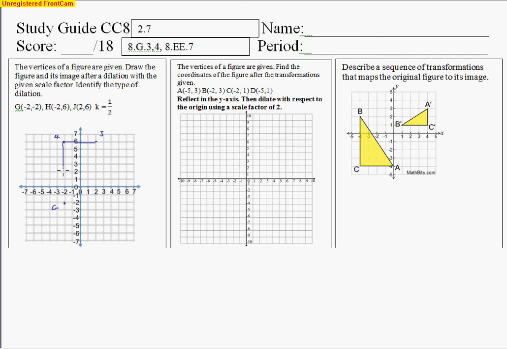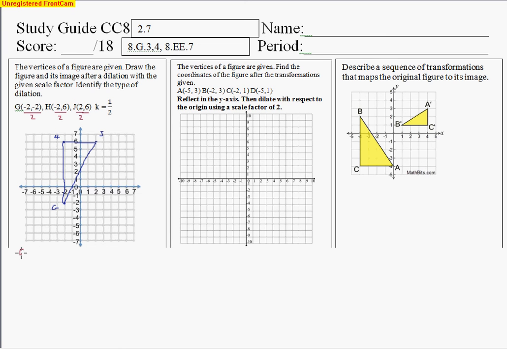And so now we're going to end up dilating this figure with a scale factor of 1/2. And so when we do that, basically we're taking half of each of these numbers. So I'm dividing both those numbers by 2, dividing those numbers by 2, dividing by 2, and that's what taking a half is. So let's go ahead and write down what those coordinates are.